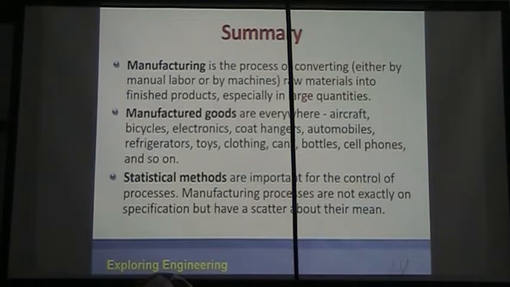All right, so manufacturing is the process of converting raw material into finished products, particularly in large quantities, which I would call mass production. Manufactured goods we see all around us. The examples they give here are aircraft, bicycles, electronics, coat hangers, automobiles, refrigerators, toys, clothing, cans, bottles, cell phones, and even these monitor screens that I see around me, the QView over here, that is part of the process of showing you this slide presentation.